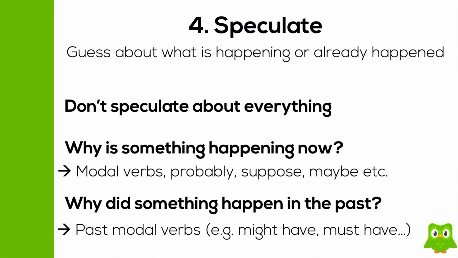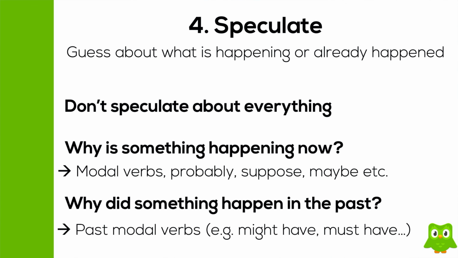So again, try to remember that this is a test of your English skill. So you have to show that you are able to do things in English. So always remember to answer and elaborate. So let's move on to the fourth part of my method, and it is to speculate. To speculate simply means to guess about what is happening or what has already happened.